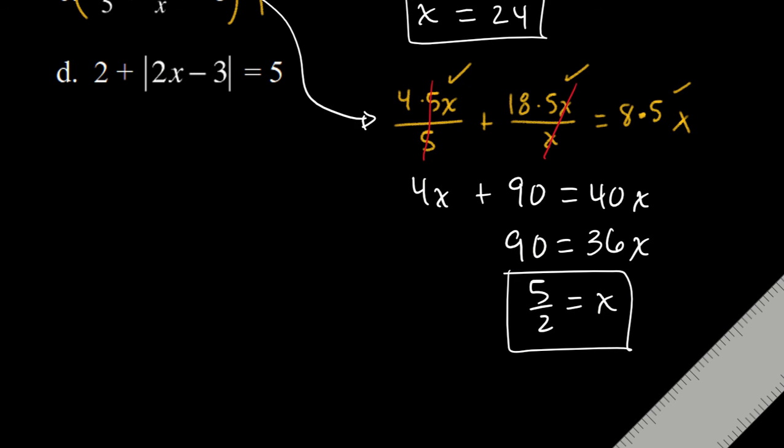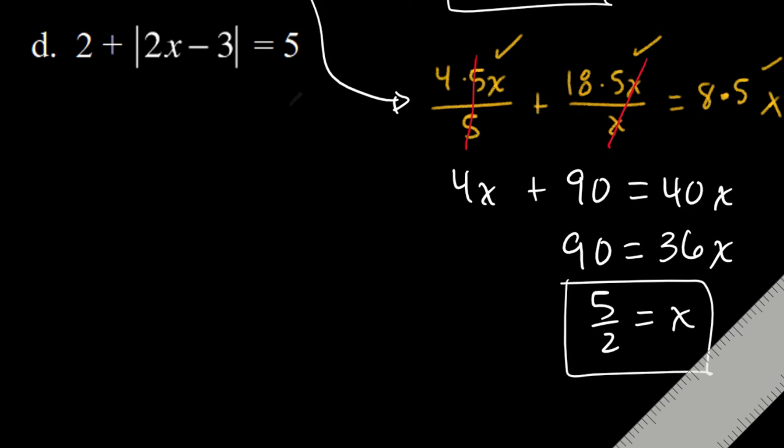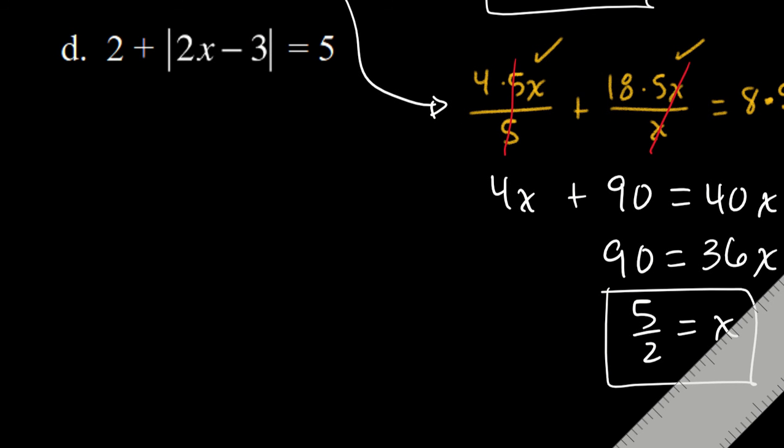All right, last question here. Oh, look, it's a friend, an absolute value equality, right? So our strategy is always to have the absolute value portion of the problem alone first. So I'm going to subtract 2 from both sides. And I'm going to rewrite this as the absolute value of 2x minus 3 is equal to 3.